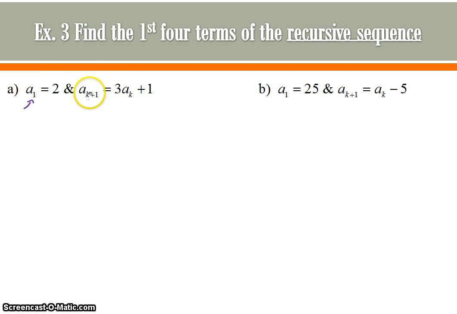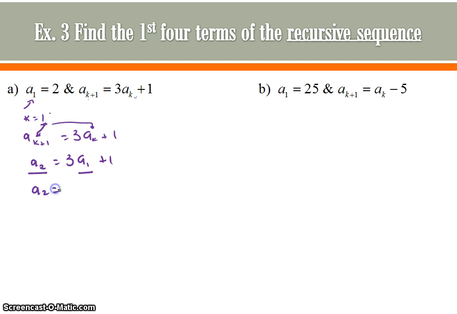So to find the next term, the one after the kth term, the k plus 1 term, it's 3 times that term plus 1. Okay, so let's just say k equals 1, because that's what this first one is. A sub k plus 1 equals 3 a sub k plus 1. So we're going to plug in k equals 1. So a sub 2 is 3 times a sub 1 plus 1. To find the second term, you use the term before it, the first term. So a sub 2 is 3 times, well, what's a sub 1? That was given to us as 2, plus 1, or 7.